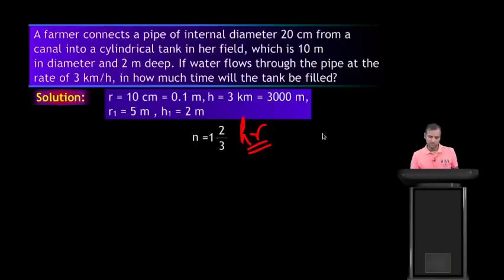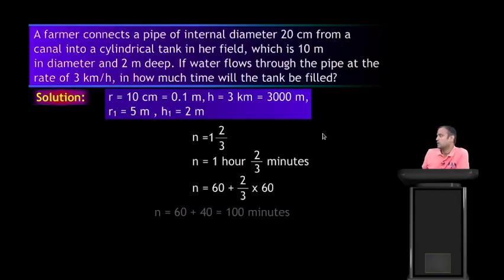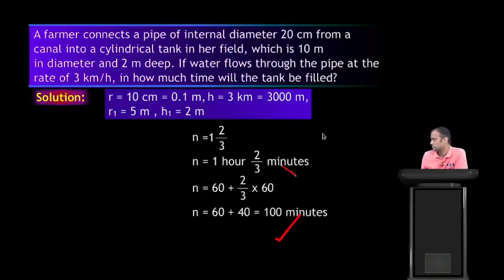Here we can change this hour into minute also. So we can write this one as 1 hour 2 upon 3 into 60 minutes. So the answer is 100 minutes.